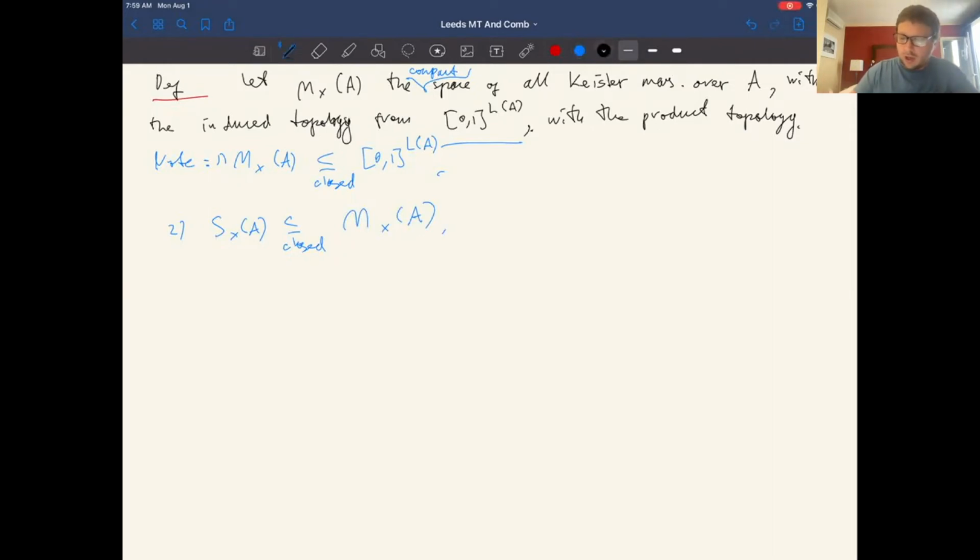Let me remark also, for those more familiar with measure theory, that the topology we get in this way is the same as the weak star topology on the space of Borel measures associated to these Keisler measures, as I explained on the previous slide. So even if we take this logic topology, just induced from the product topology, what we recover is the usual weak star topology on the space of measures.